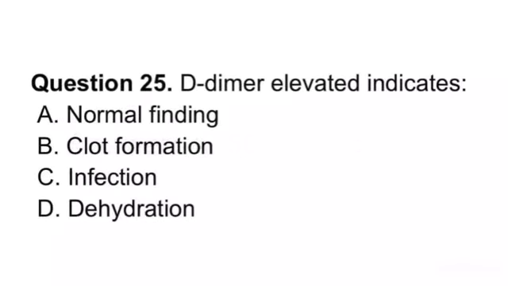Question 25. D-dimer elevated indicates A, normal finding. B, clot formation. C, infection. D, dehydration. Answer B, clot formation.